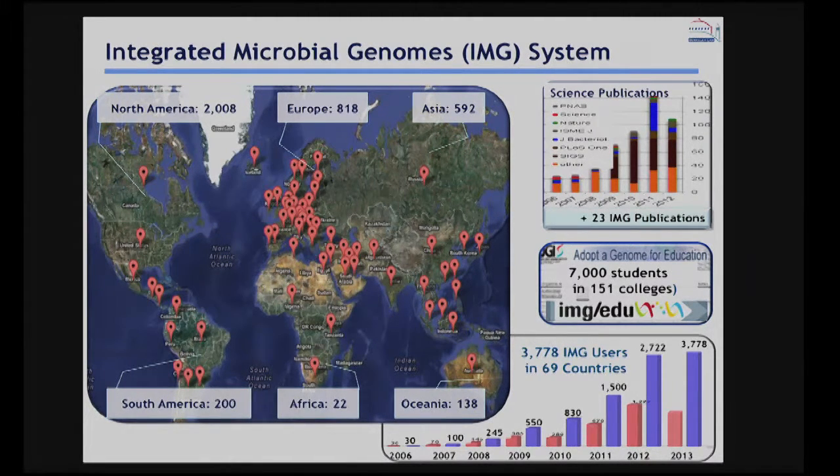These are people who actually come to the system, bring their own data, integrate it with the data that is already in the system, and conduct microbial genome analysis. The increase in the number of users, and the number of students that are using the system for educational purposes, is pretty much for us a sign of its value.